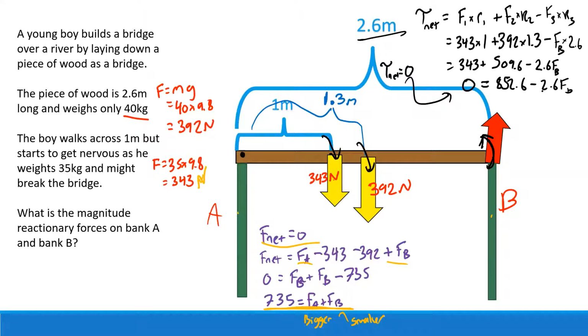And so with these two measurements, I can move FB to the other side, which says that 2.6 FB equals 852.6, which means that the force of B, the force that B pushes up, is 852.6 divided by 2.6, which is going to equal 328.